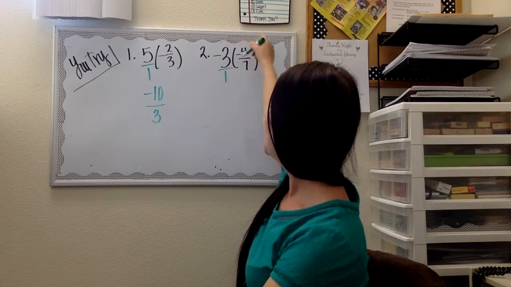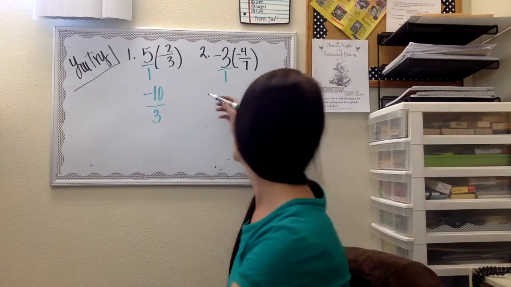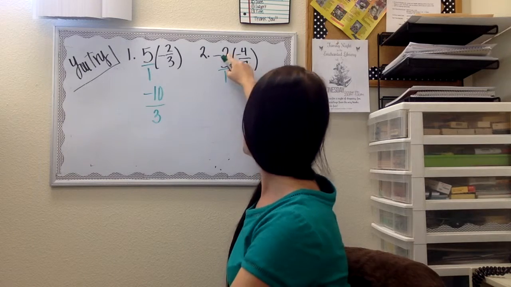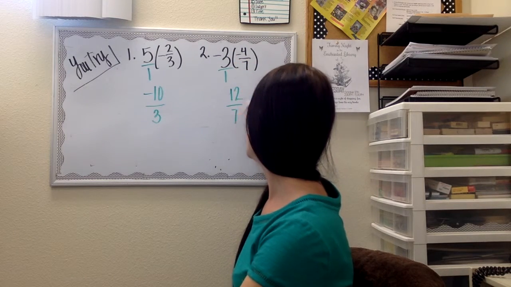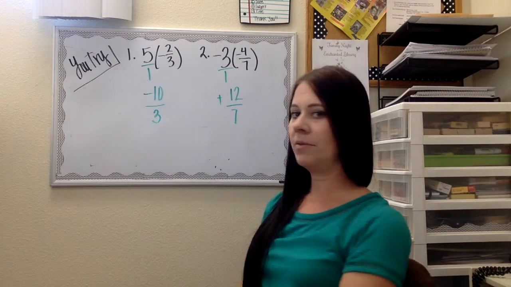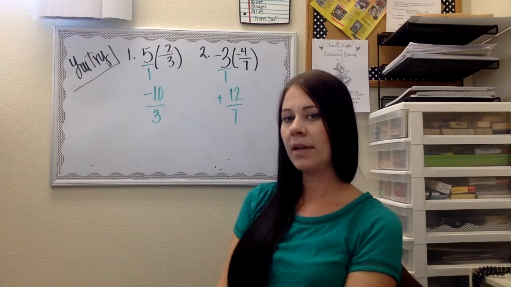All right, let's look at this one. So I have 2 negatives in this problem. That's an even number, so I know my answer is positive. So 3 times 4 is 12, 1 times 7 is 7, and my answer is positive. I don't need to go any further. Okay? All right, let's try 2 more.